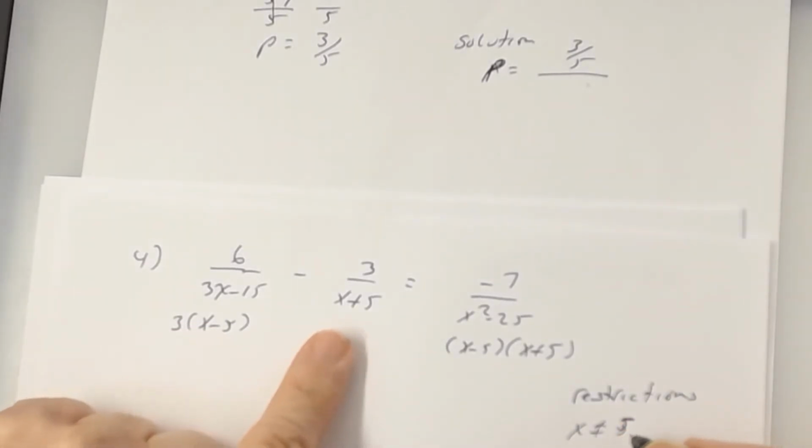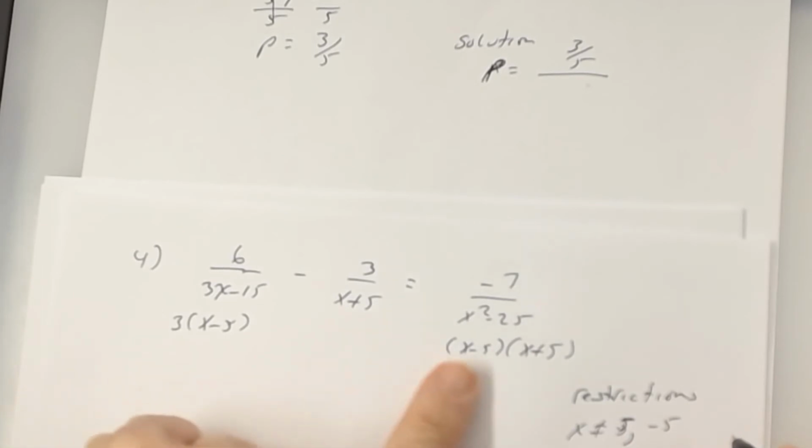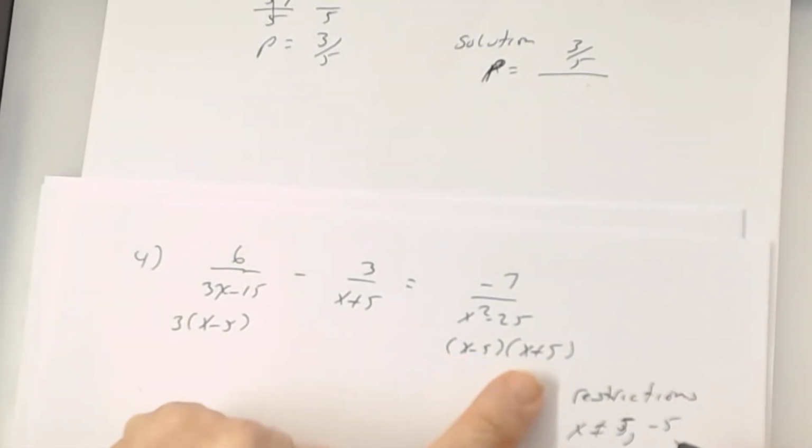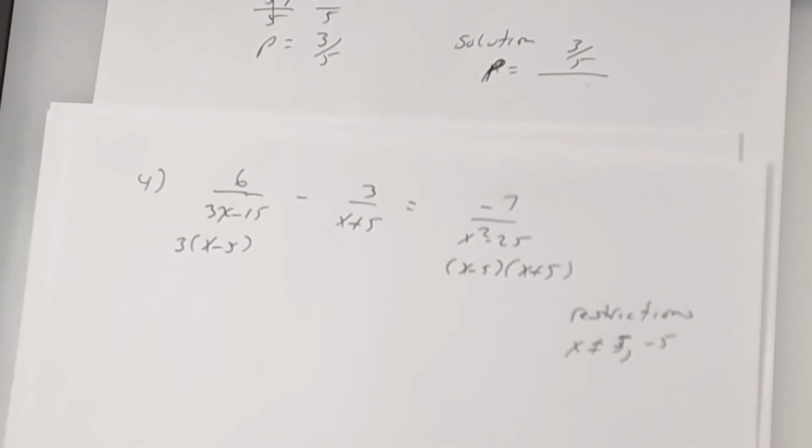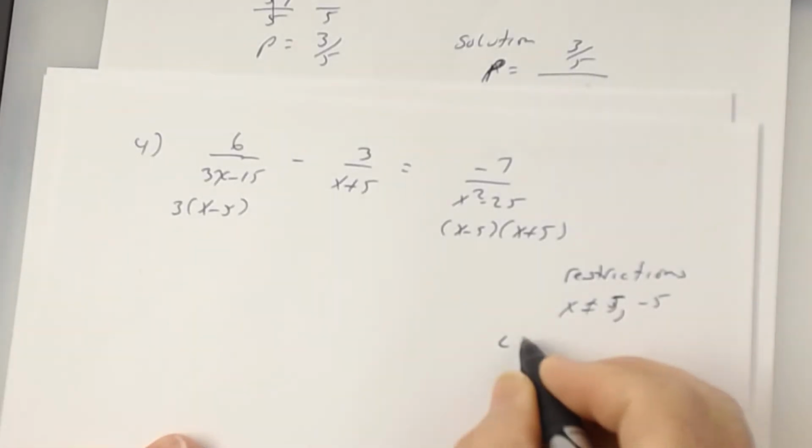Let's go to the next one. When is this 0? Negative 5. I'll go to the next one. When is this 0? When x is 5, I already have it. When is this 0? Negative 5, I already have it. So how many restrictions are there? 2.